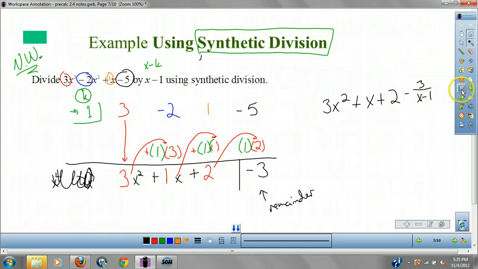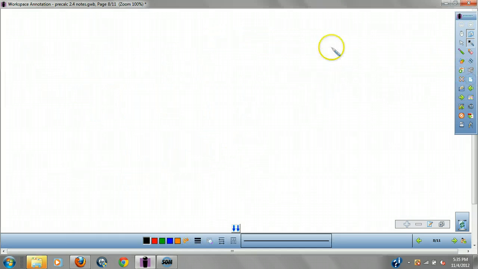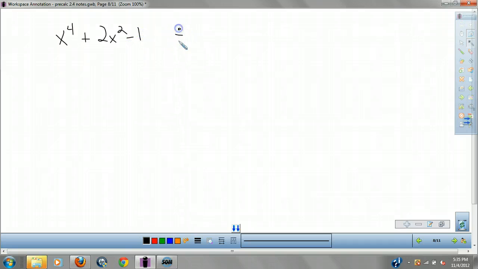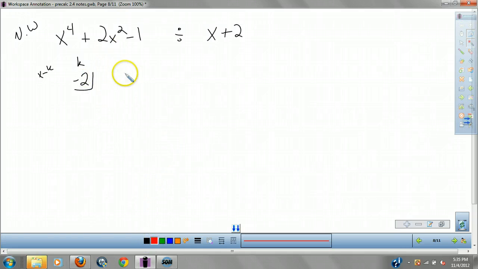Let's try something else. Let's do x to the 4th plus 2x squared minus 1 divided by x plus 2. Okay, again, noteworthy example, guys. Last example. Okay. I'm going to draw my box, put my k up here. K's being tricky this time, because again it's x minus k, so that means it's going to be -2 here. I'm going to put my coefficients across.